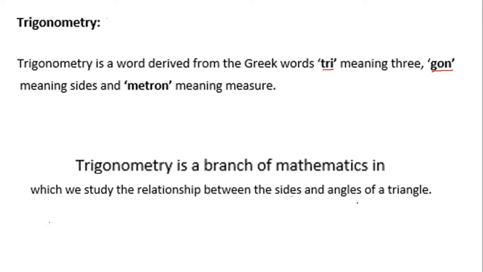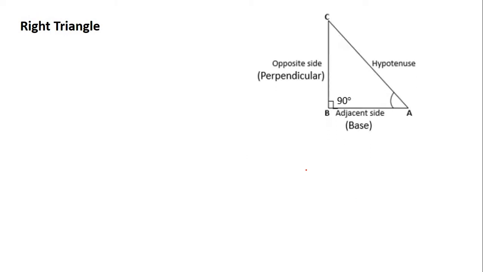I hope you all know about triangles, the classification of triangles which we did in grade 9 as well. So what is a right triangle? Right triangle is a triangle in which one of the angles is 90 degrees and the remaining two angles are acute angles. In a right angle triangle, you may see the side opposite to 90 degrees is called the hypotenuse and the remaining two angles are called acute angles.